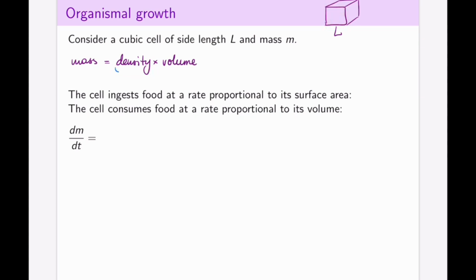So let's assign a constant to the density. Let's call it d. And in terms of volume, if I have a cube of side length L, then I know that the volume is going to be L times L times L, or L cubed. So altogether, from this equation, I have that my mass is equal to some density constant times L cubed for the volume of the cell.